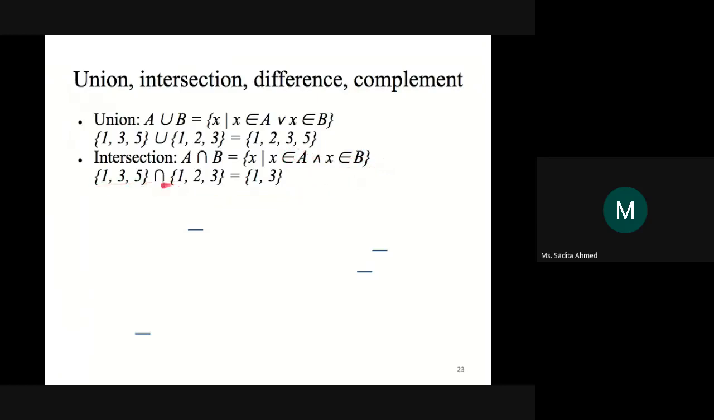As you can see here in the example, for the same sets, the result of the intersection has only those elements that are there in both of the sets, the common elements that are there, right?